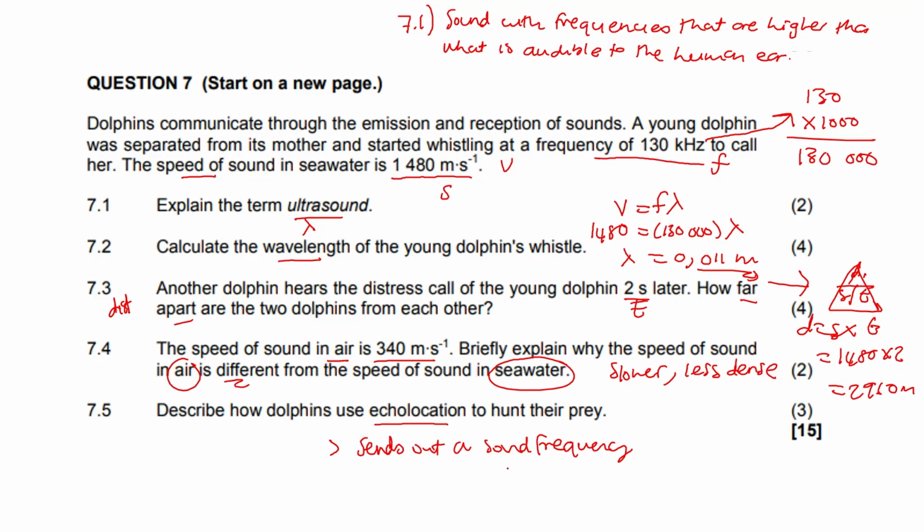Okay, something like that. So let me just go back to 7.4 again, guys. You can either say that air is slower and less dense, or you could say that seawater is faster because it is more dense than the air. The particles are closer together than the particles in the air.